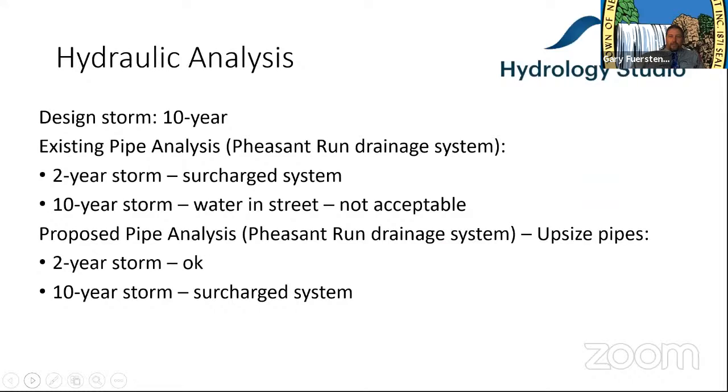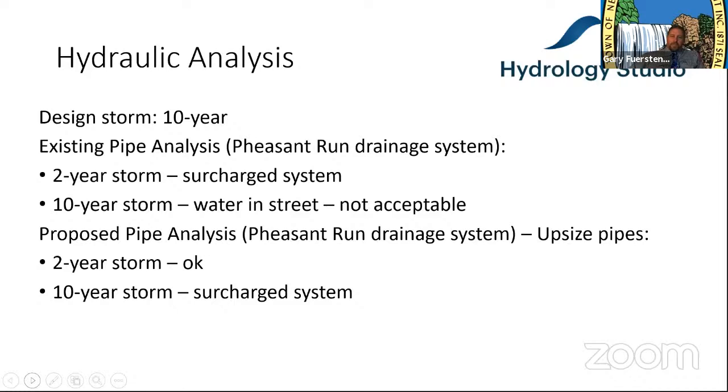And in doing the analysis, we analyzed both the 2-year and the 10-year storm. Stormwater pipes are simply only designed for a 10-year storm. We just can't afford to design for 50, 100, or 200-year storms. We just couldn't afford to install systems that would be able to convey that much water.